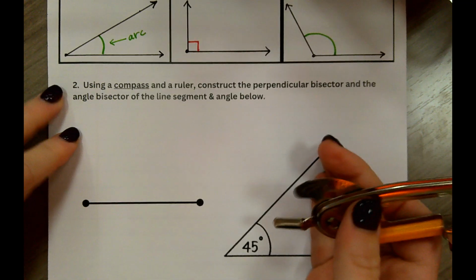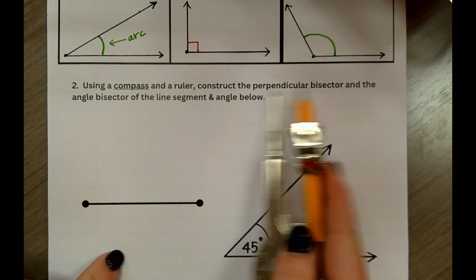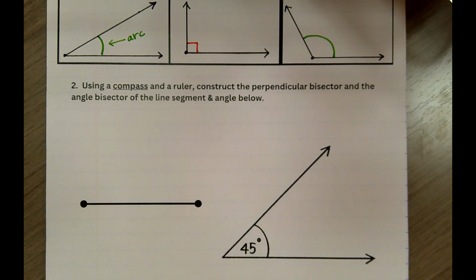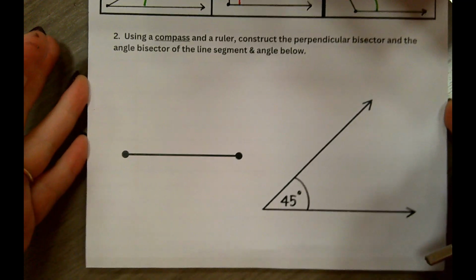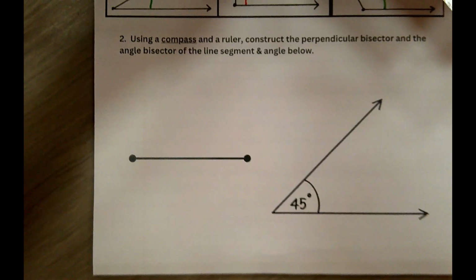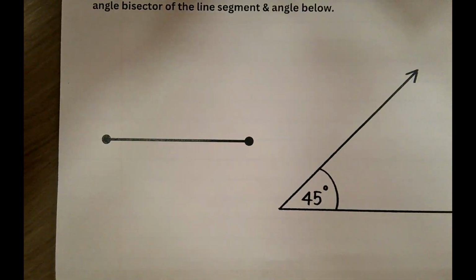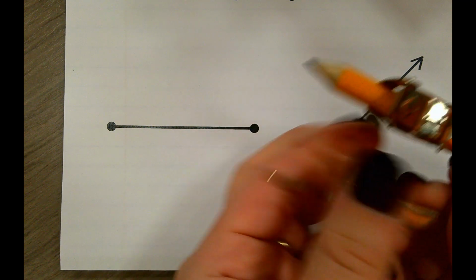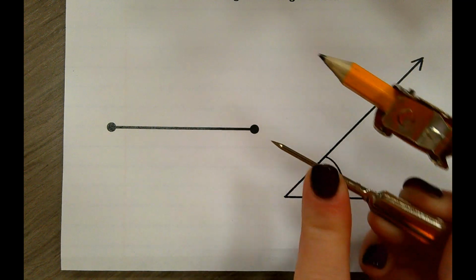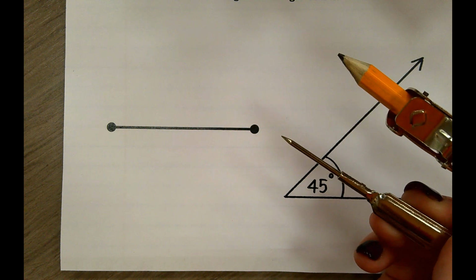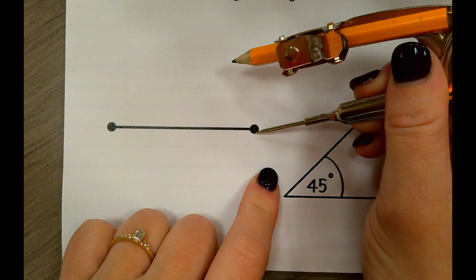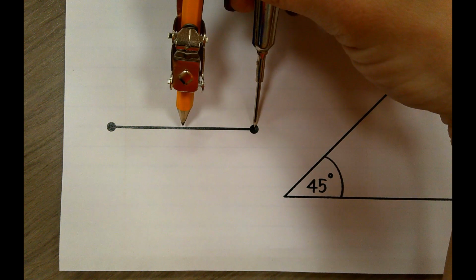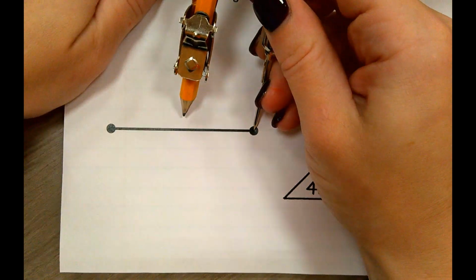So it says on number 2 that we are going to construct a perpendicular bisector and an angle bisector. So starting with the perpendicular bisector, how would I begin this? If I have a point end and a pencil end, where am I going to put the point end first? On one of the dots. Okay. And then don't you want it slightly over the middle? Yes. So that's the next part that's important.